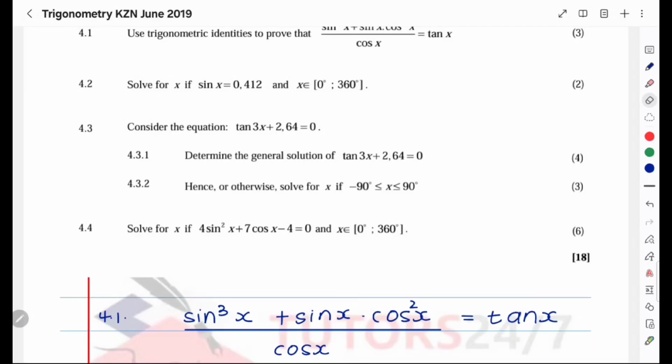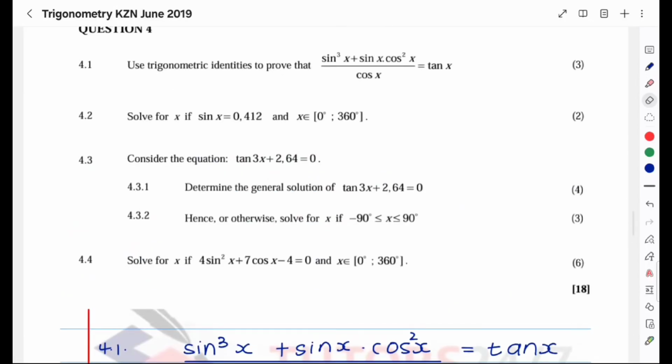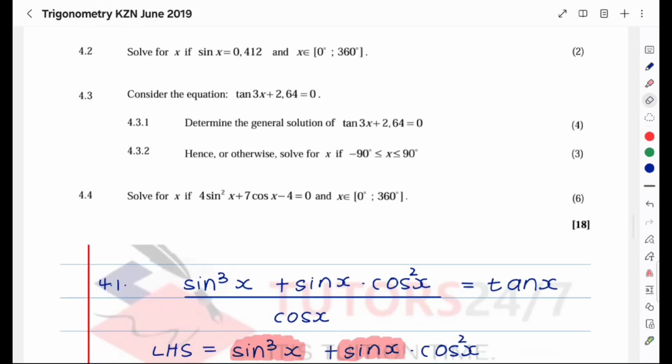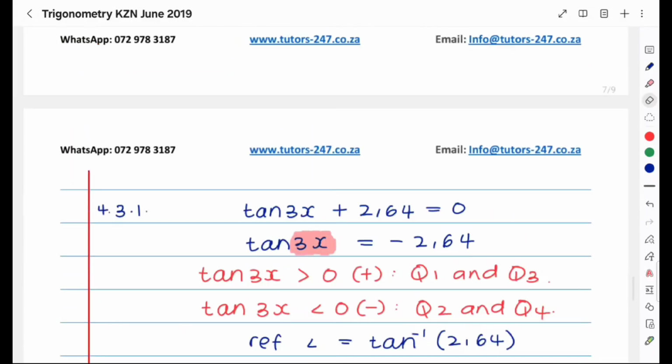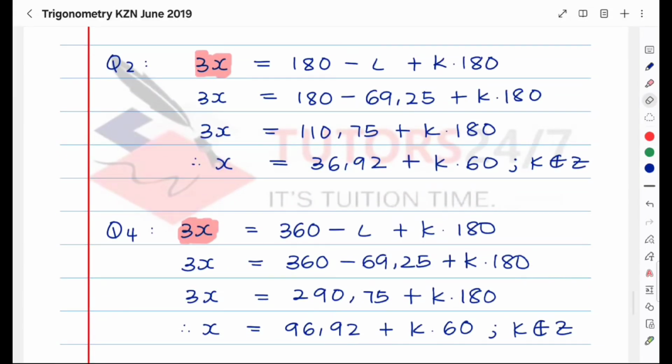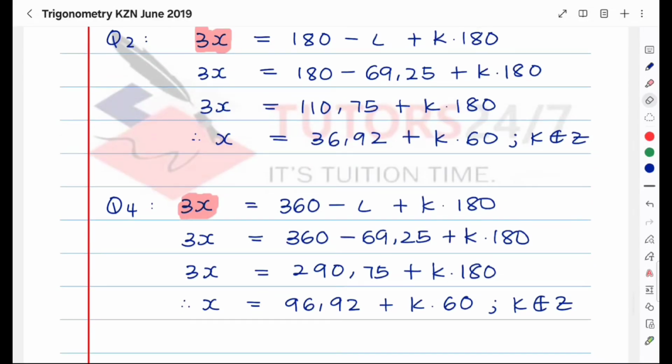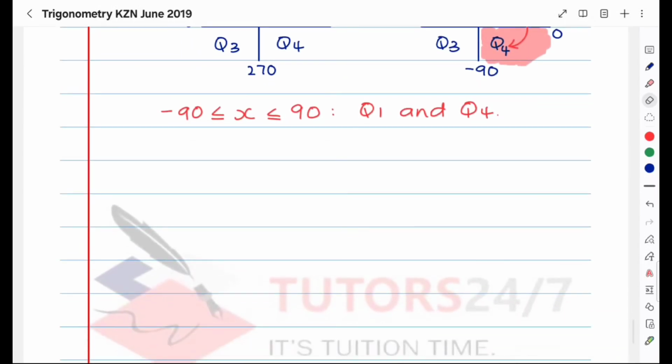Now, as I previously mentioned, our solutions are going to be in quadrant 1 and quadrant 4. So we need to use our solutions from the previous question to solve question 4.3.2. However, in the previous question, we found solutions in quadrant 2 and 4. So we cannot use the solution from quadrant 2, but we can use the solution from quadrant 4. So let us start by finding our solution in quadrant 1.